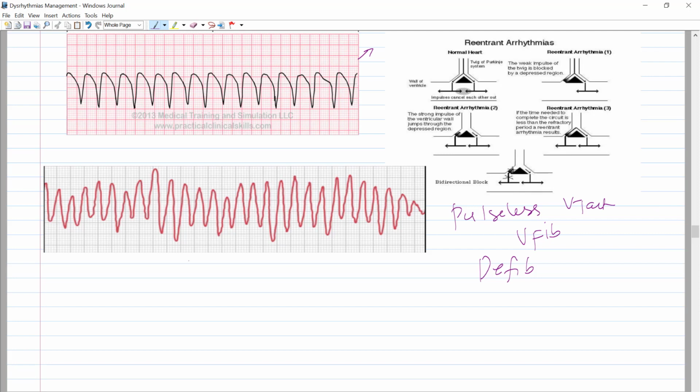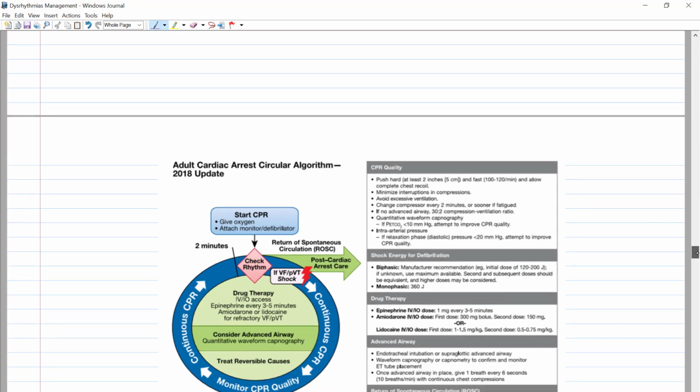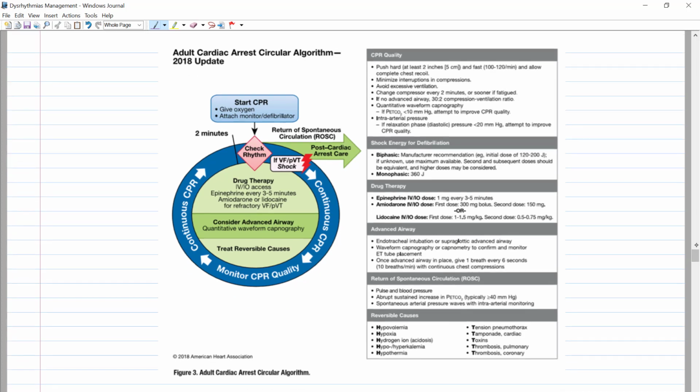Now, before I discuss the management for pulseless VTAC and VFib, because they are the same, let's just look at VFib here. So this is what VFib looks like. As you can see here, these are the characteristics of VFib. Okay, you cannot really discern any of the PQRST. And when you look at it, this one is coarse VFib. Okay. So now let's go here to the algorithm that the American Heart Association created for pulseless VTAC and VFib. Okay.